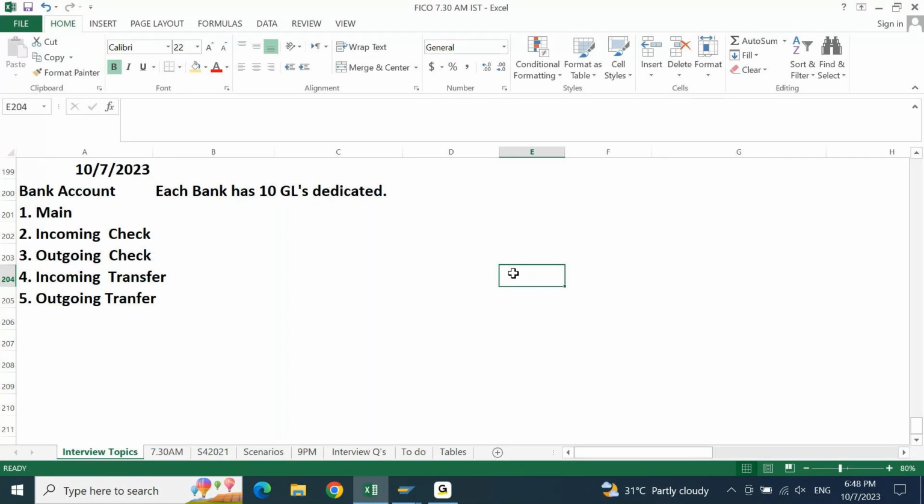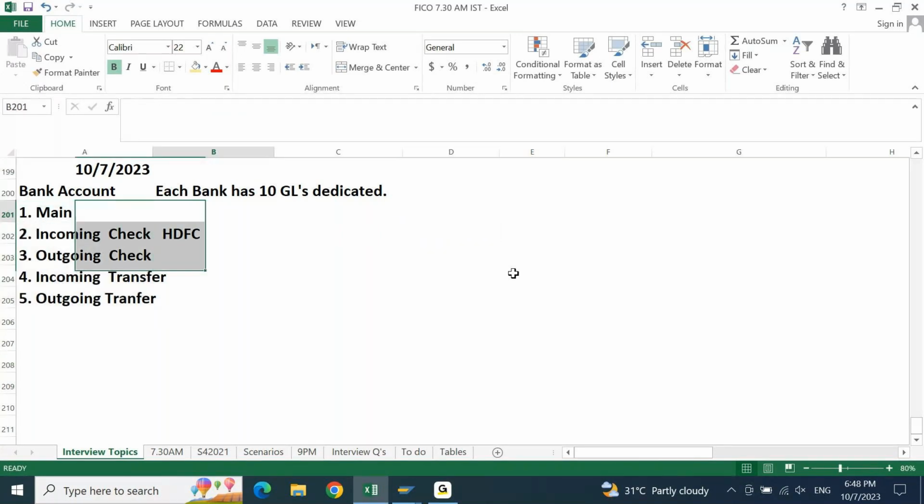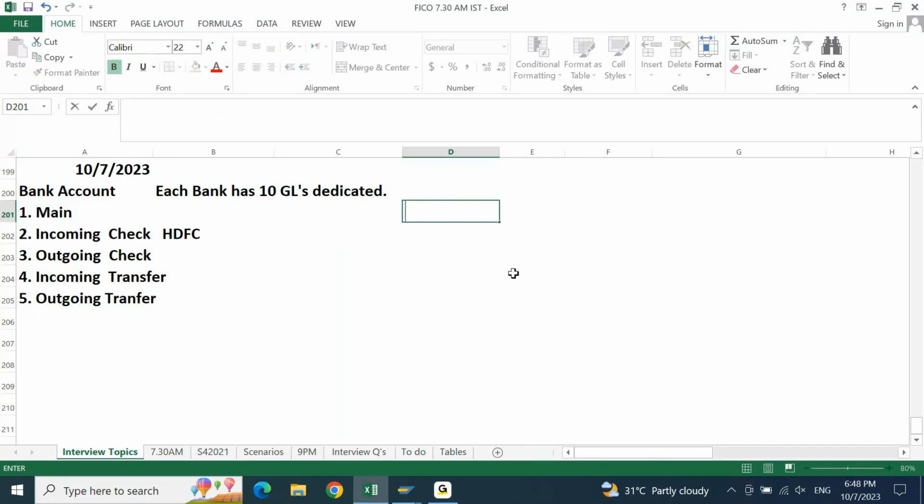And here you will be adding, let's say, this is for the HDFC bank account. All are for HDFC. Similarly, if you have another SBI bank account, the same set of GL accounts will be used for SBI, with a different number. Let's say in short, 10 to 19 for one bank account, 20 to 29 for another bank account, and 30 to 39 for another bank account.